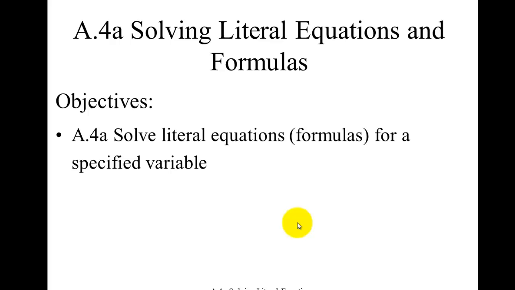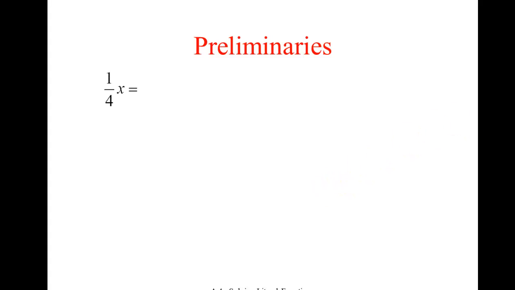Alright, section 2.3, we are going to discuss how to solve literal equations and formulas. Before we start, let's have some preliminaries. If we have 1/4 x, we can write x as x over 1, and then we can just multiply 1 by x divided by 4 times 1. So you will have 1x over 4. And further, we can simplify 1 over 1 times x as x. So 1/4 x can be written as x over 4.